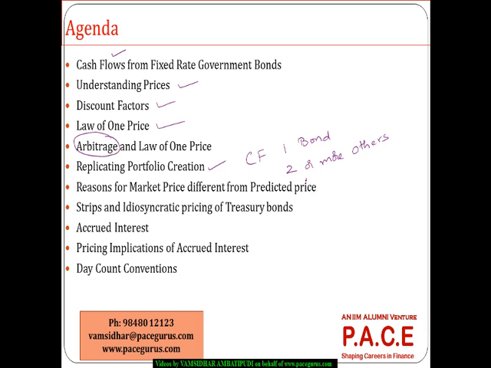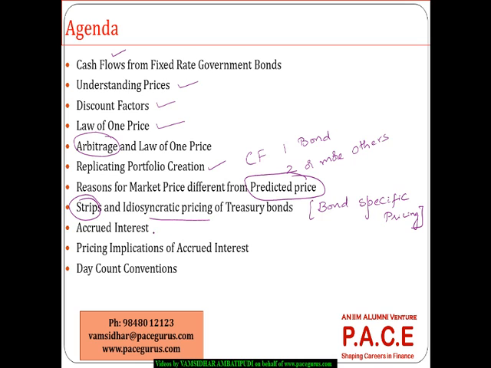And when I'm trying to predict the price of a bond with respect to the other bonds, why is my predicted price slightly different from the market price? What are the reasons for it? And what do we mean by strips? We also will look at the idiosyncratic pricing behavior of the treasury bonds, meaning bond specific pricing. That is what we typically call idiosyncratic. So what is the bond specific pricing behavior?